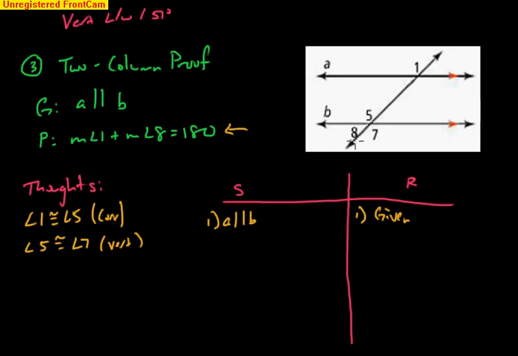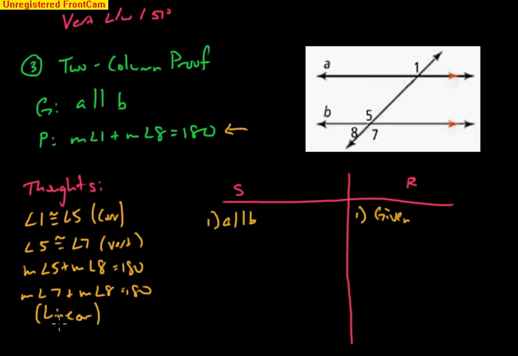And then if I look at 5 and 8 and 7 and 8, 5 and 8 are a linear pair, 7 and 8 are a linear pair. So those angle pairs, 5 and 8 and 7 and 8, are supplementary. That's because they're linear.